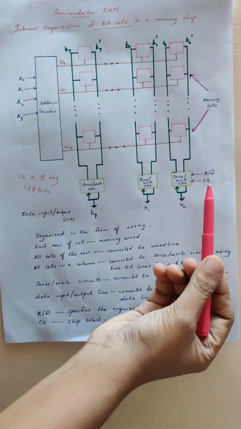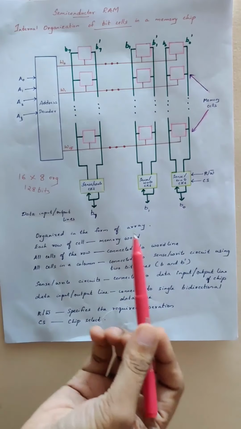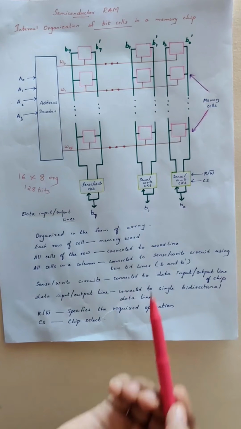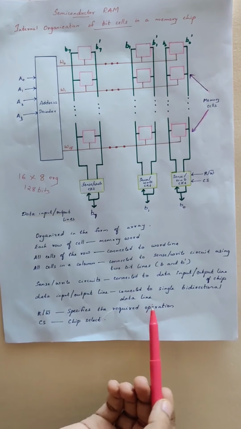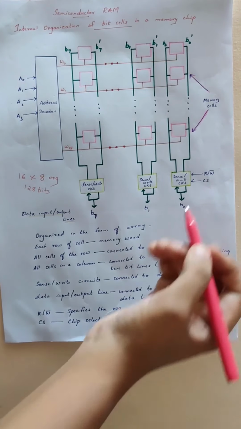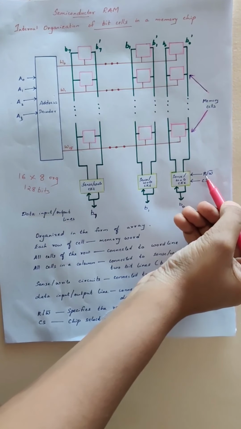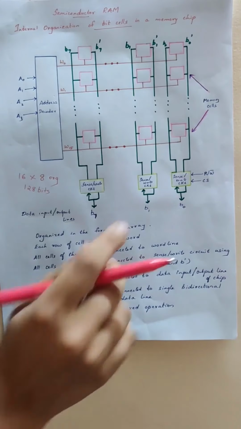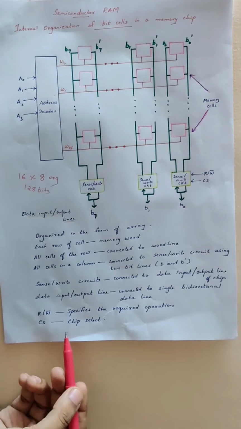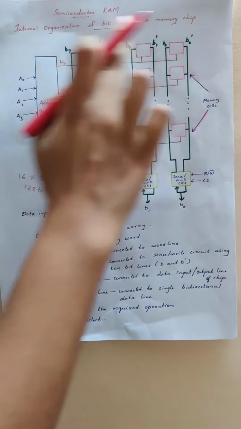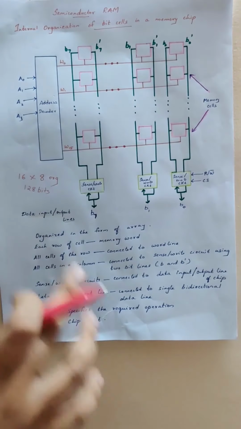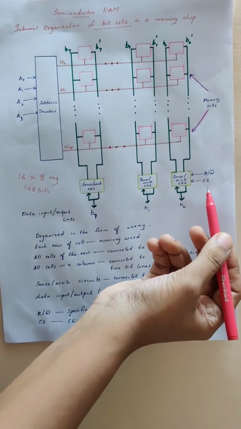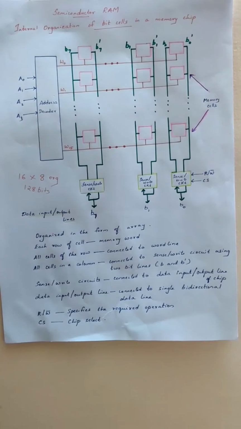There are two signals shown here. They are the control signals. R bar W, that is, the read or write signal, specifies the required operation, either read operation or write operation. If this is set as 1, then it will be a read operation. If this signal is set as 0, it will correspond to a write operation. Now CS stands for chip select. If we have a multi-chip system, this is one chip. Similarly, if you have multiple chips, you can select the particular chip using a chip select signal.